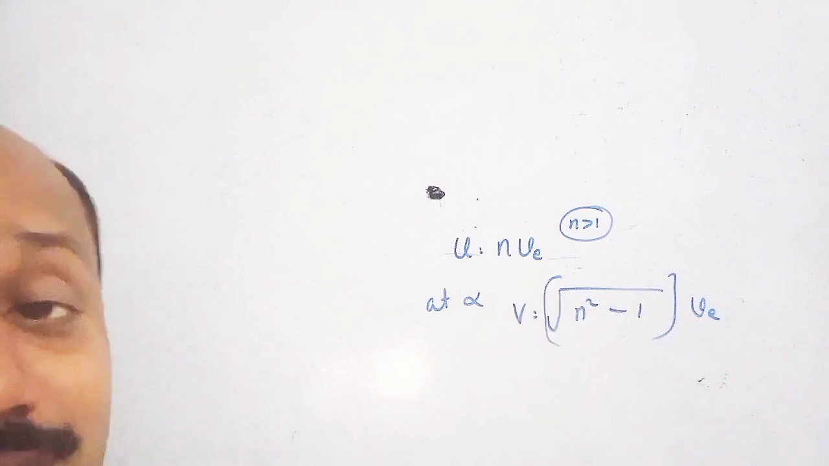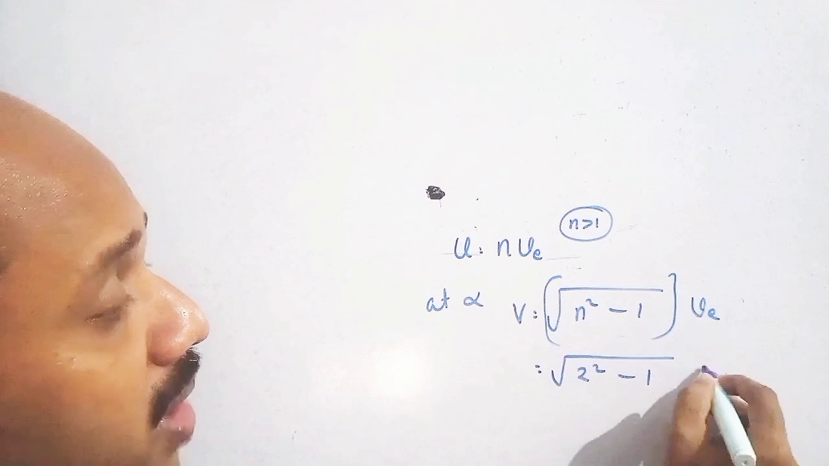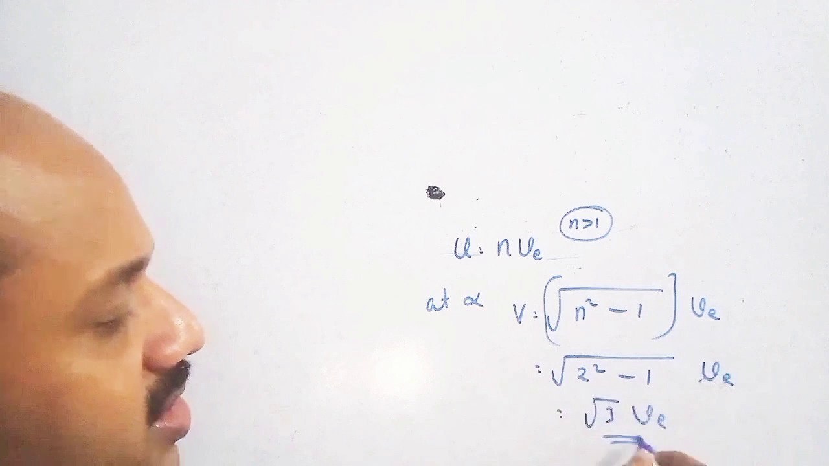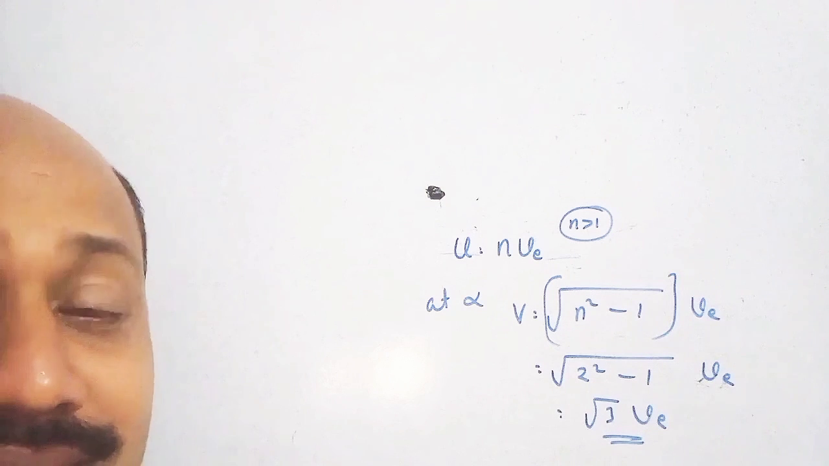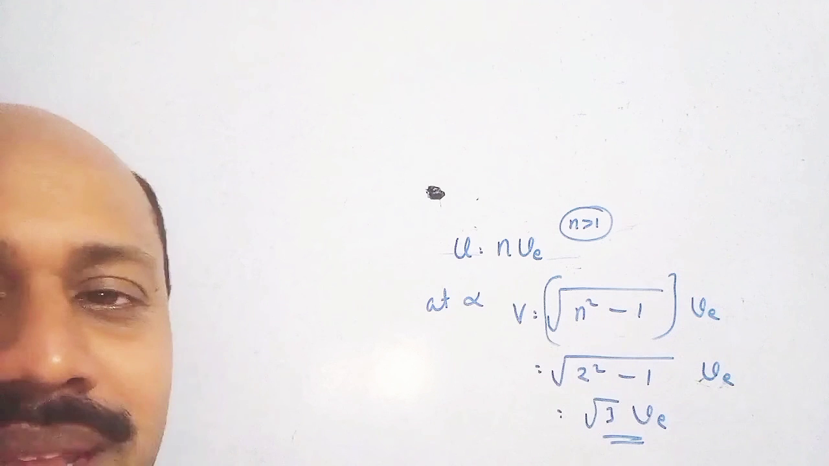Now here it is what? It is thrown with a velocity 2 times Ve, so it is root of 2 square minus 1 into Ve. Answer is root 3 Ve. Yes, answer is root 3. This is a shortcut equation for that. Better to remember like that.